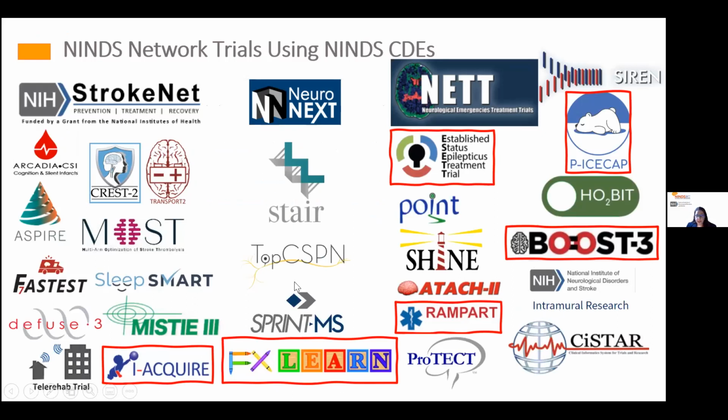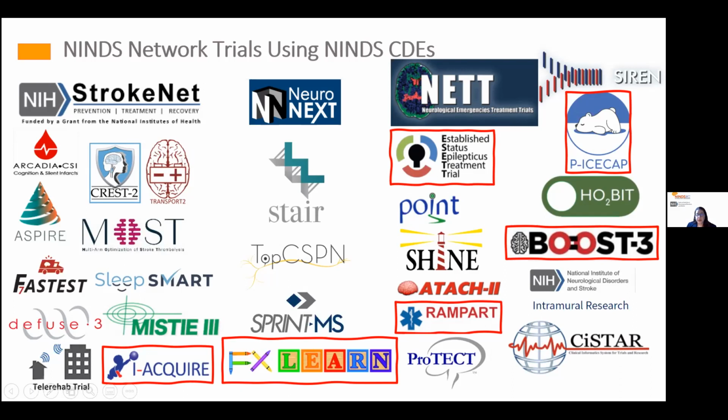This is probably not a super updated list of trials that have used or are currently using common data elements. So in StrokeNet, we have more trials that I need to update here. Most of these are already in our archive data repositories or accessible. You can request that data. NeuroNEXT, these are also some examples. They're not all here. And then NETT, which was the SIREN predecessor. These are all in our archive data set already.